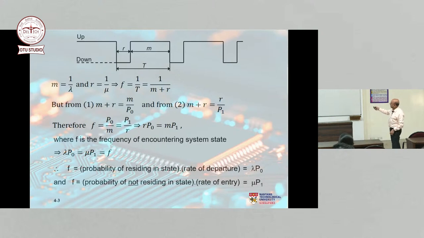So mean time to failure, 1 over lambda. Mean time to repair, 1 over mu. And the total frequency is the reciprocal of the time, which is 1 over m plus r. So we can make some substitutions, and we find that lambda times P0 is equal to mu times P1.